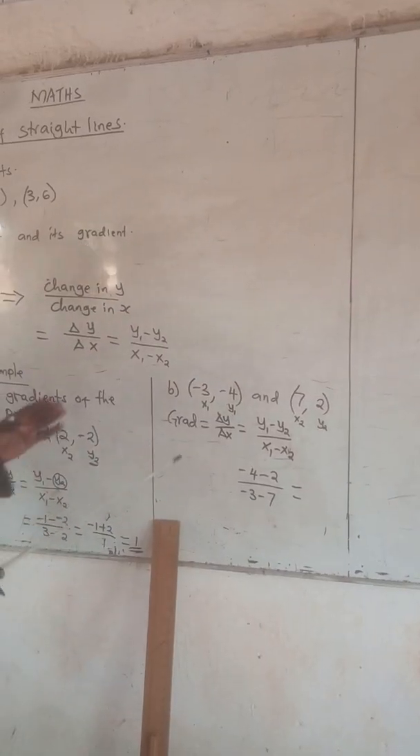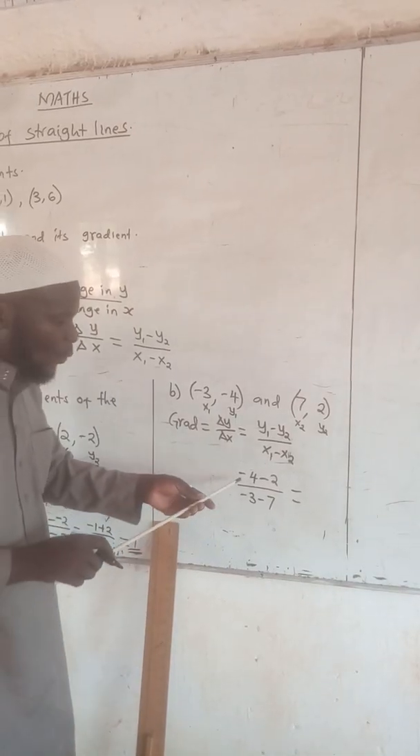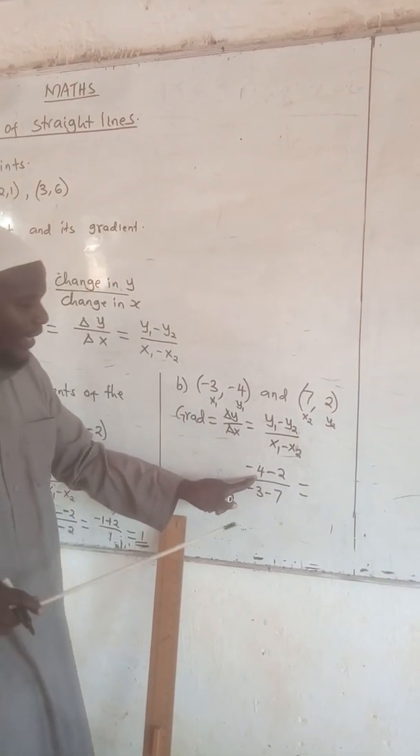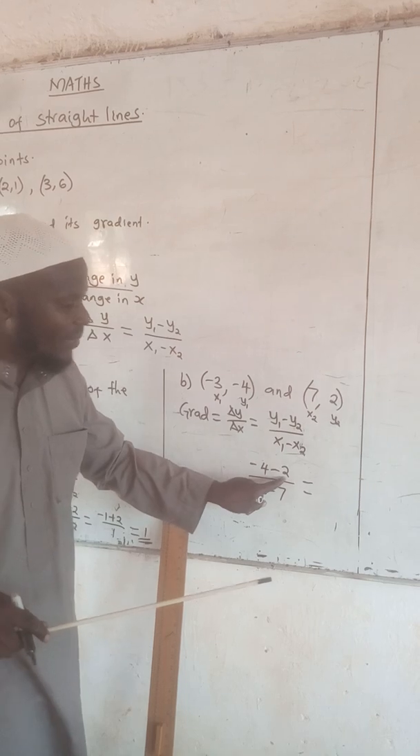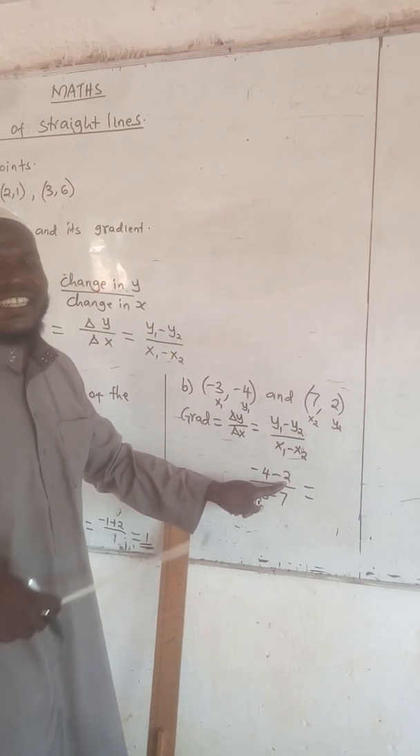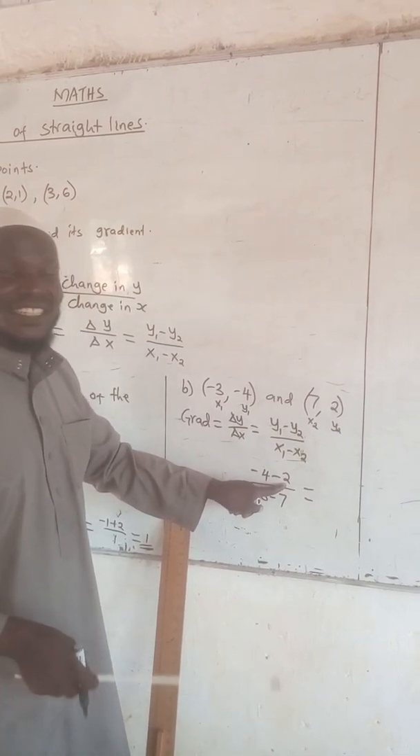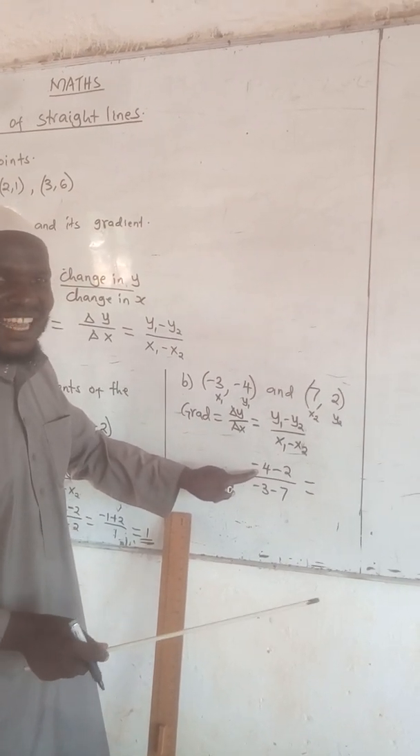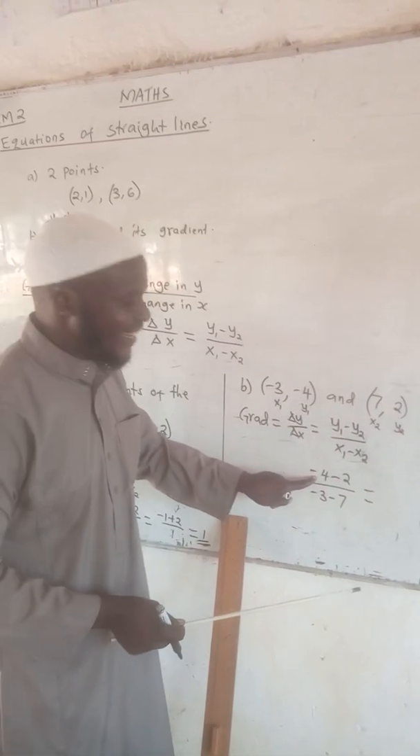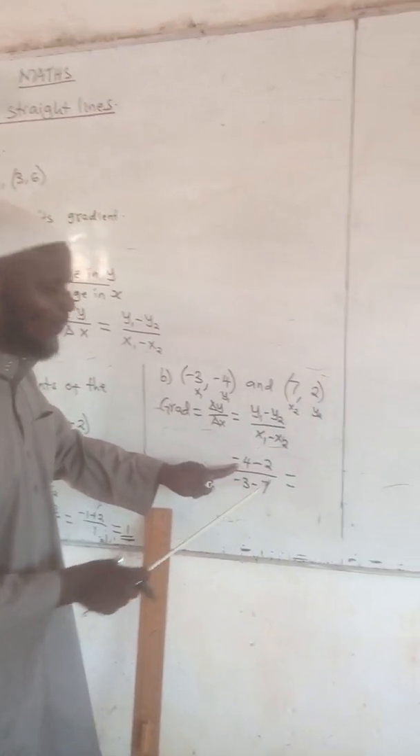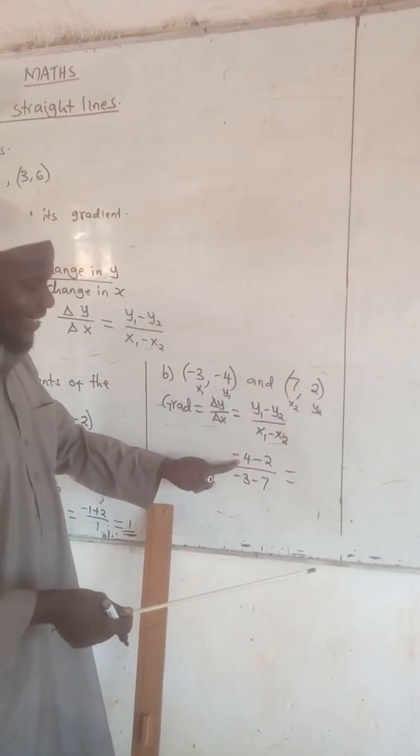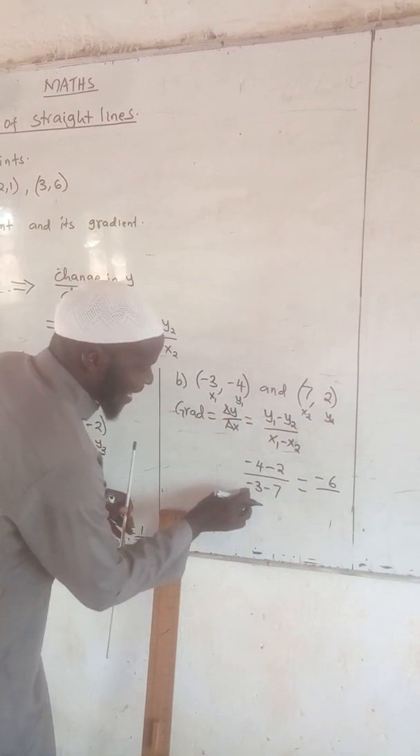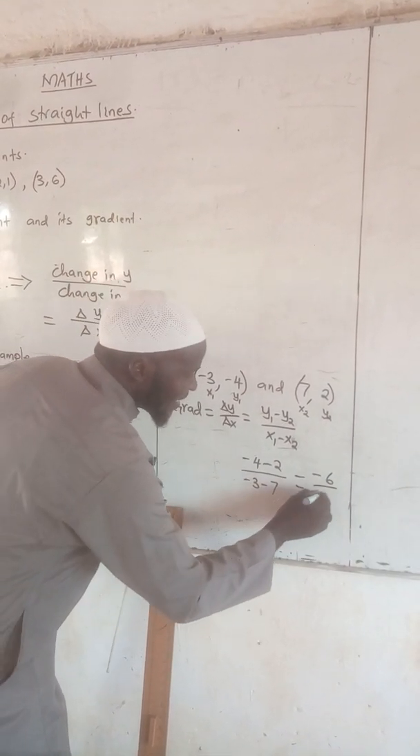Take it like you have a debt of 4 shillings, then this is also a debt of 2 shillings. In total, how much debt is that? Of 6 shillings. So whenever you see a negative, take it as a debt. Take it as a debt. So -4 minus 2 is -6.